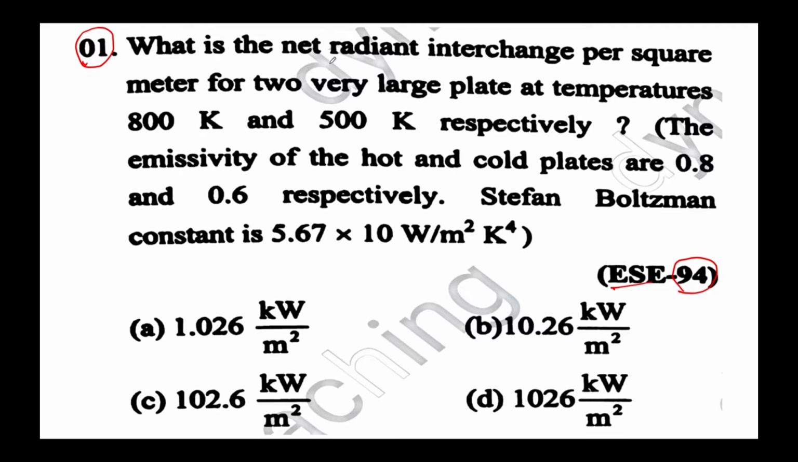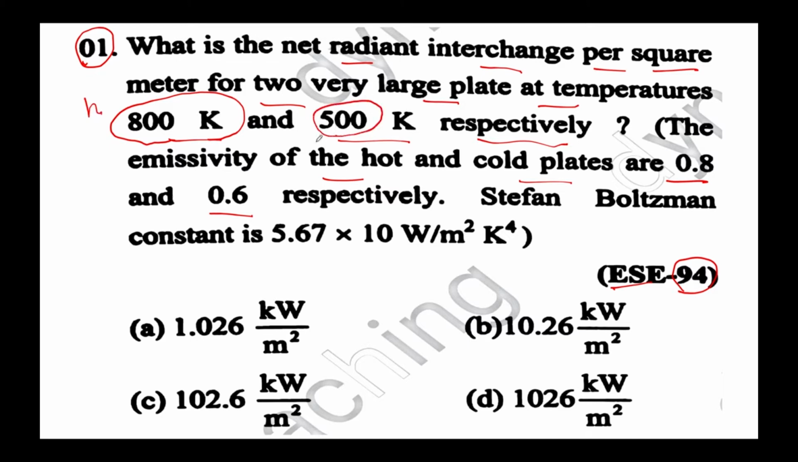What is the net radiant interchange per square meter for two very large plates at temperatures of 800 Kelvin and 500 Kelvin respectively? The emissivities of the hot and cold plates are 0.8 and 0.6. So two temperatures have been given for two different plates: 800 Kelvin should be your hot plate, and the next one, at a comparatively low 500 Kelvin, should be your cold plate.